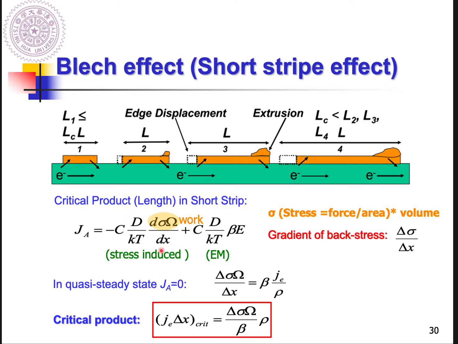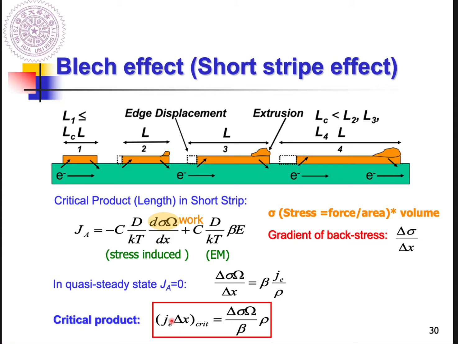And in quasi-steady state, that means if JA equals 0, the atomic flux driven by the electron migration will equal the atomic flux driven by the stress field. At this moment these two terms are the same, so you can get this equation, right? And after rearrangement, you can put the JE and the delta X together, and the rest of the parts on the other side. Then you can get this critical product.